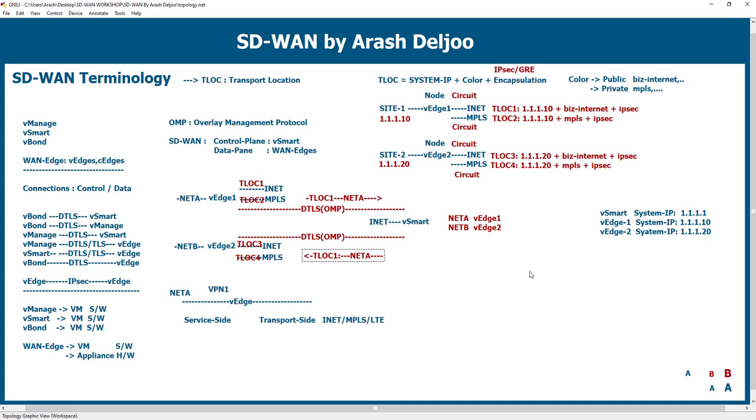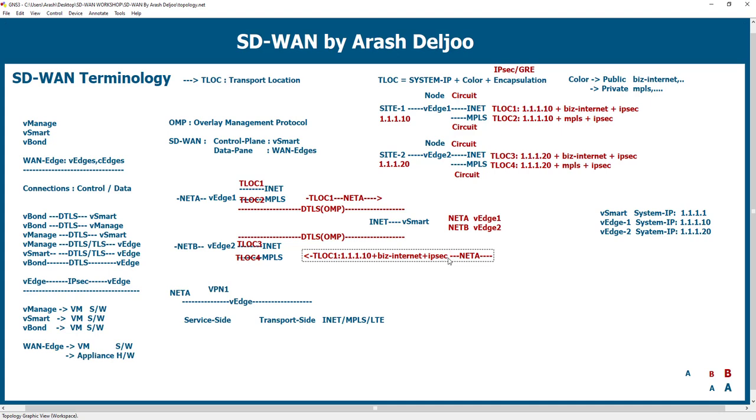it should use TLOC 1. TLOC 1 means system IP of VH1, for example, 11110, plus color, biz internet, plus encapsulation type, IPsec. This means that VH2, if you want to send traffic to net A, you should establish a tunnel to system IP of 11110 over biz internet connection, for example, and also with IPsec, not GRE.